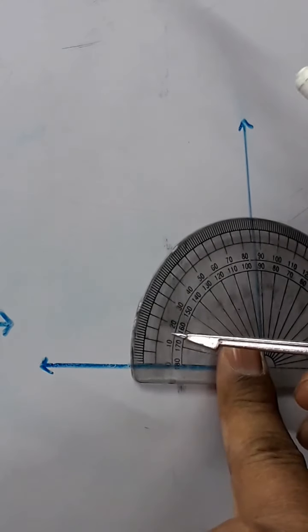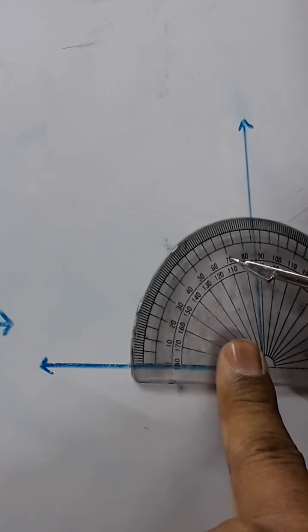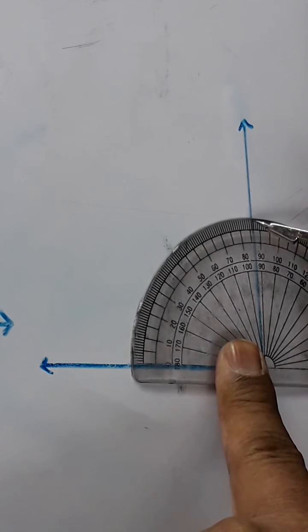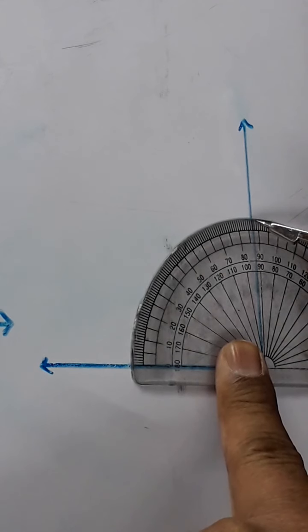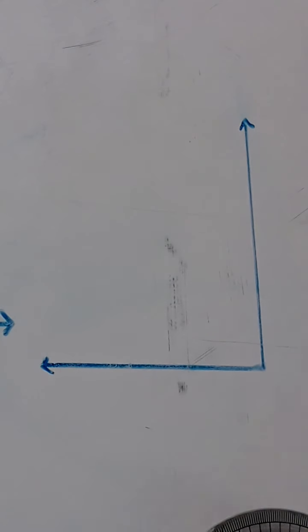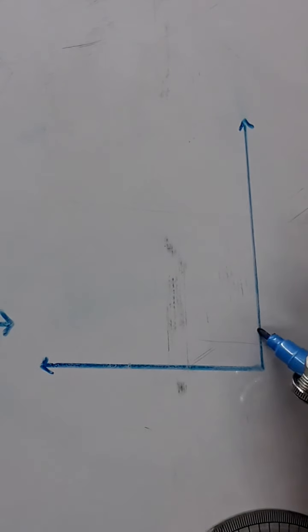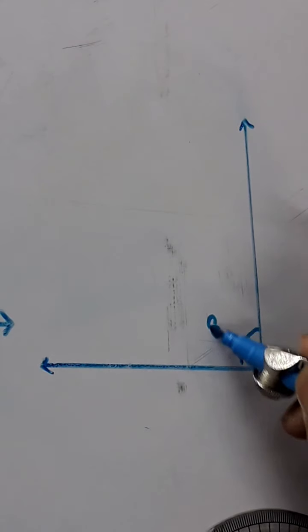0, 10, 20, 30, 40, 50, 60, 70, 80 and 90. This angle lies between 80 and 90. Here it is 85, sorry. Here it is 85, 86 and 87. This angle is 87 degree. In this way we can measure any angle.